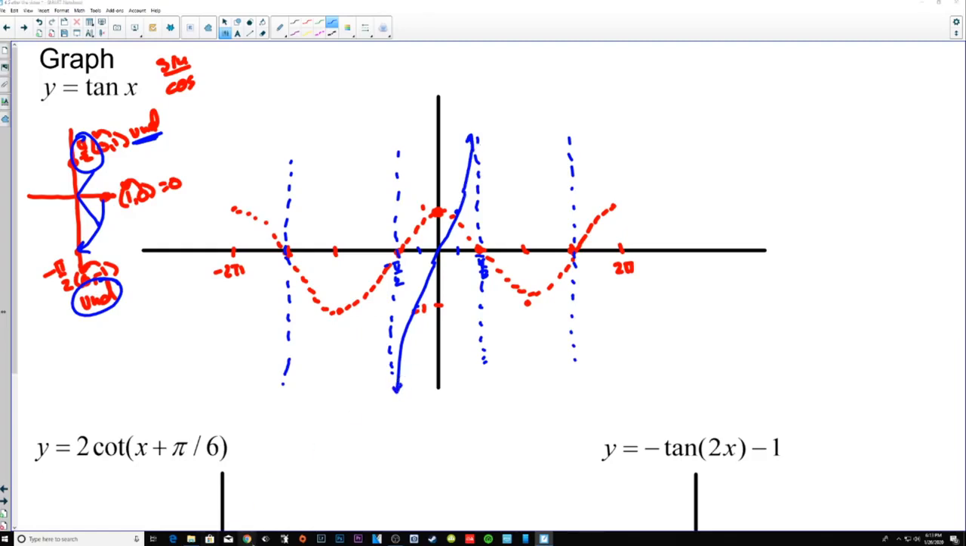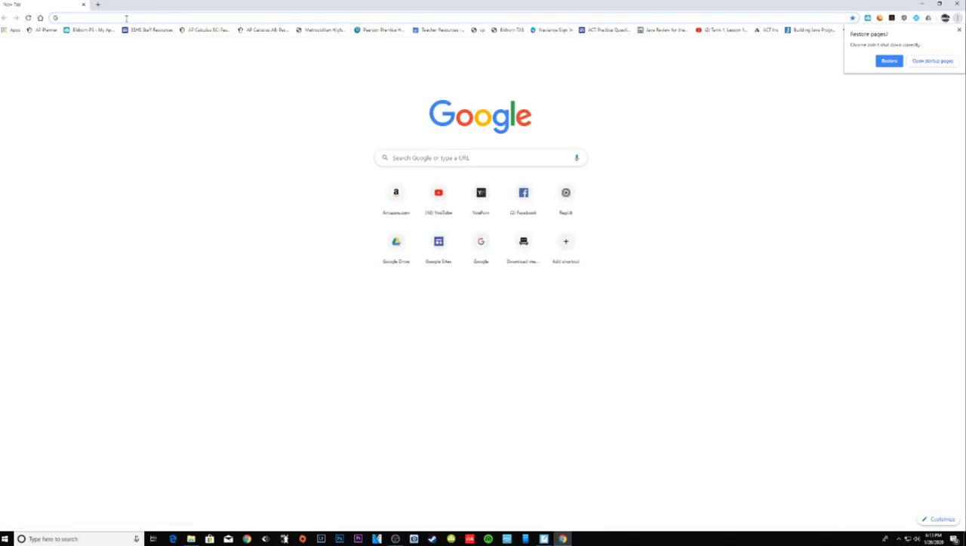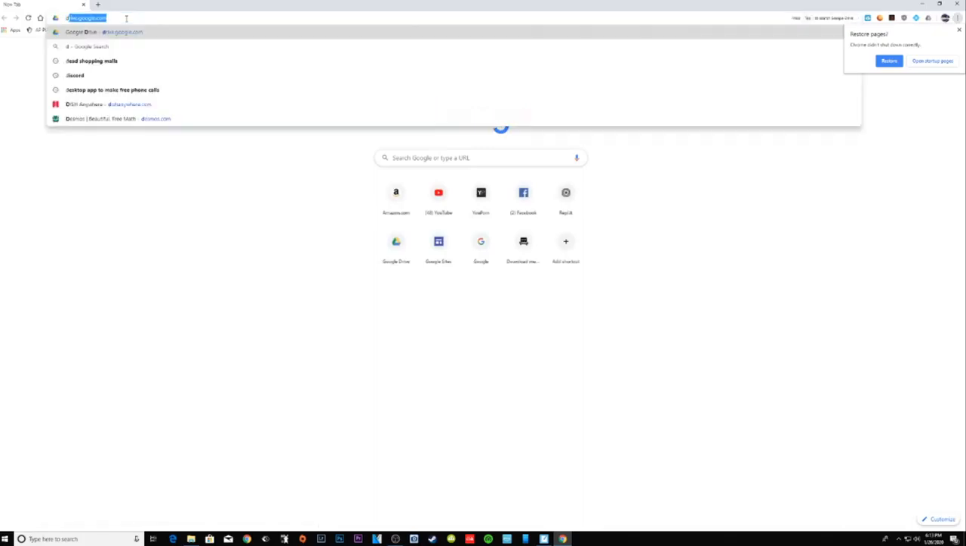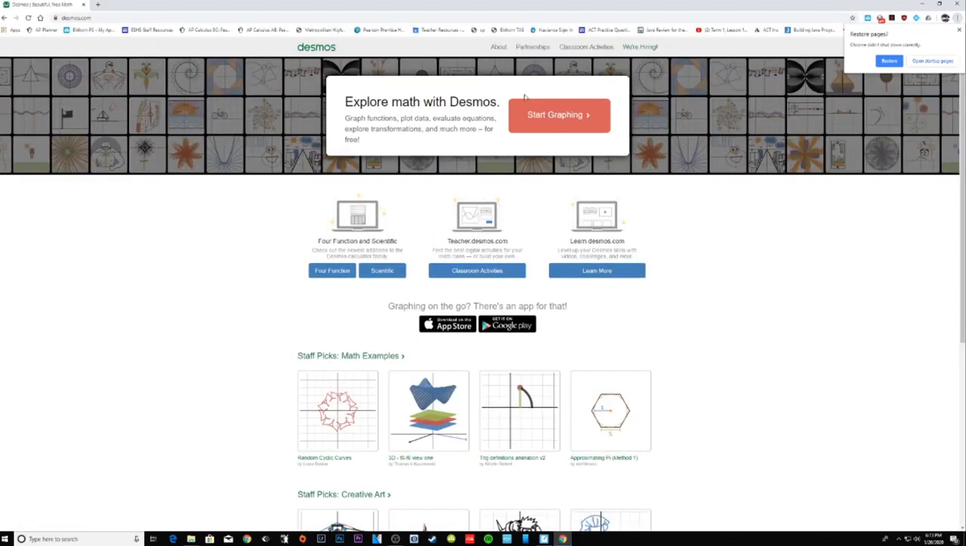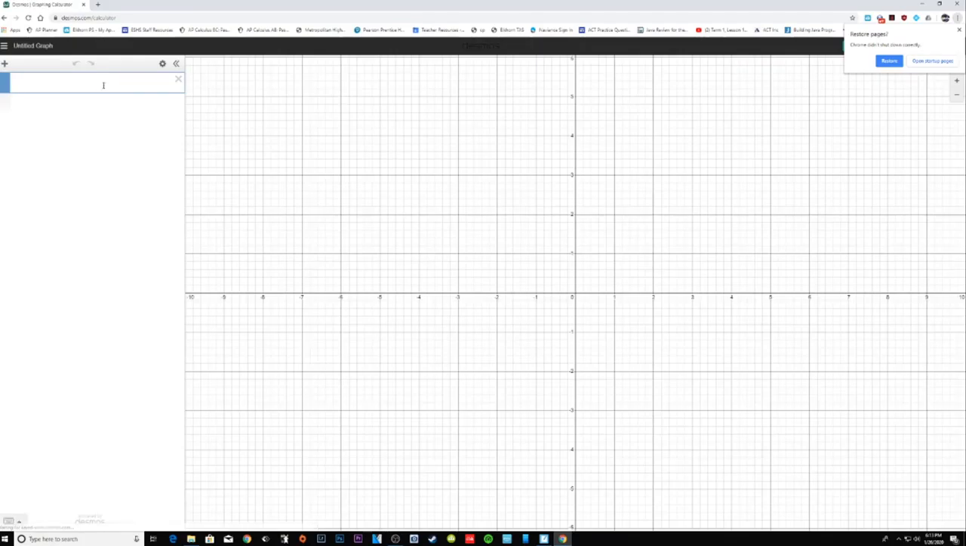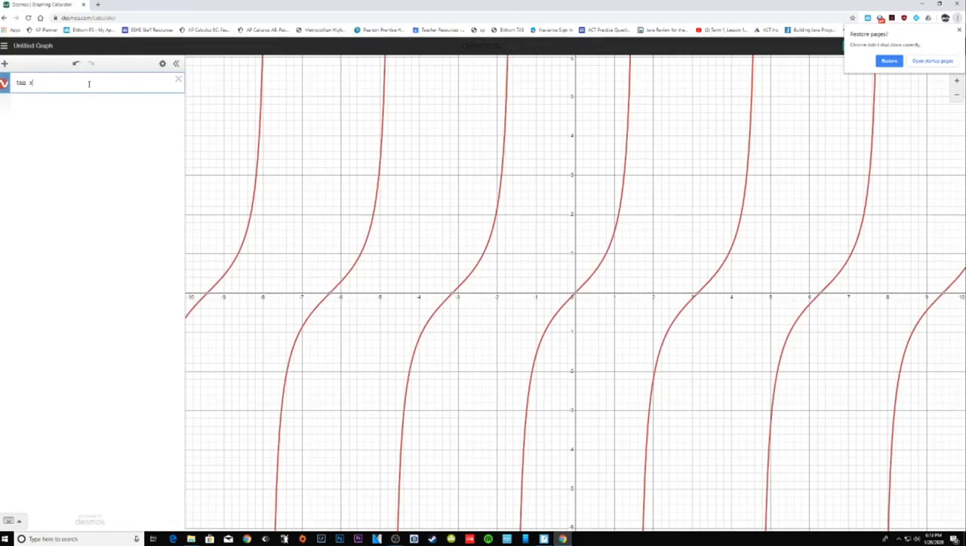Now I wonder if we can bring up Desmos and show this. I'd like you to see a nice version of tangent of x. So tangent of x, there we go. See the nice smooth curves to 0, and then 1 and -1.